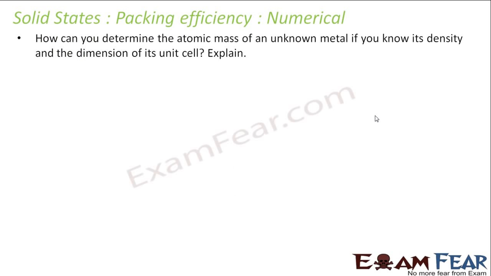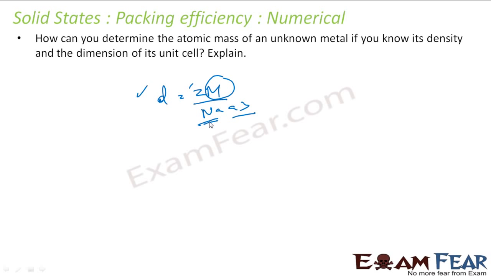The question is, how will you determine the atomic mass of an unknown metal if density and dimension are given? Pretty easy, we have derived this formula: density is equal to Z m by Na into a cube. So to find atomic mass, density is given, the dimension of the unit cell is given, and Na is something we know, it's a constant number, so we can easily find the molar mass.